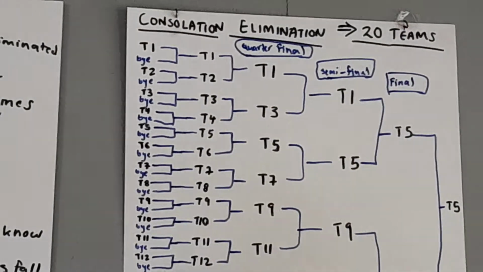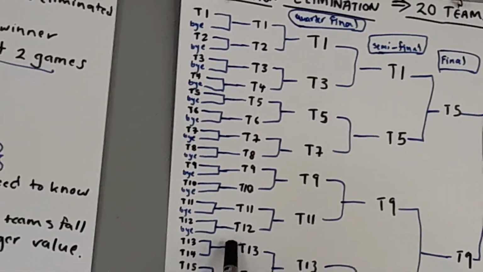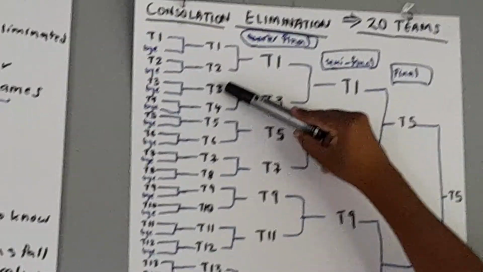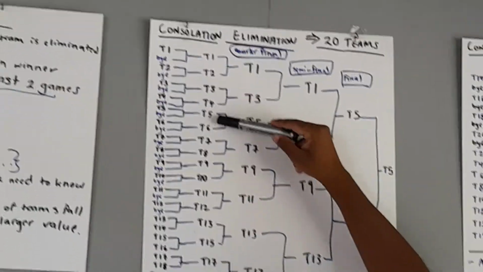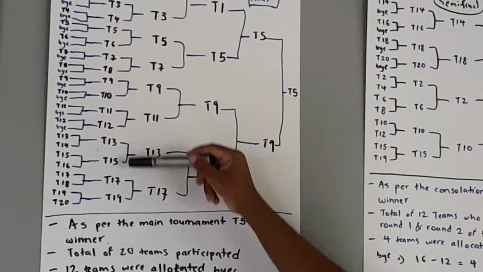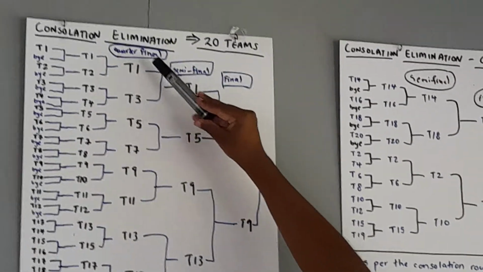Since the first 12 teams are automatically qualified, they will start with round 2. So team 1 will play team 2, 3 will play 4, 5 will play 6, 7 will play 8, 9 will play 10, and so on. So here we get to the quarterfinals.